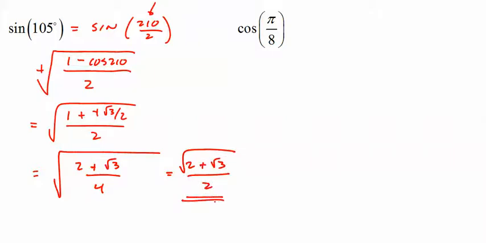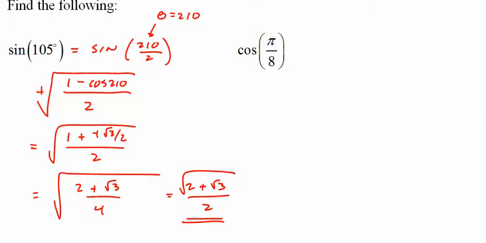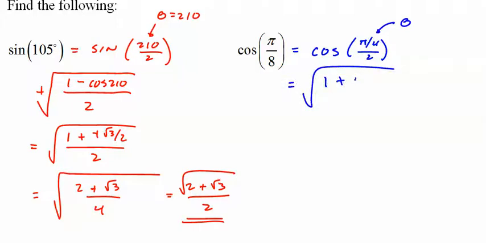Done. If you're not sure what I did there, just follow the steps like we did last time. It's not that complicated. Cosine of pi over 8 is like saying cosine of pi over 4 divided by 2. So this is our theta. So we're in the first quadrant. It's positive. Square root of 1 plus cosine of pi over 4, all over 2. And now we're off to the races again.